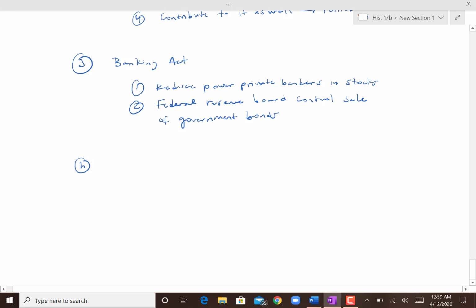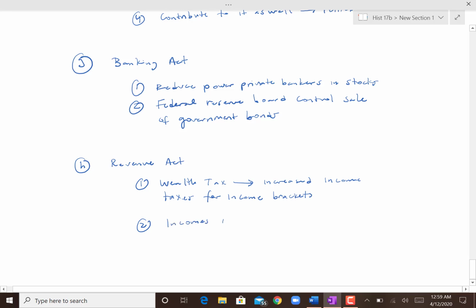And then you have the Revenue Act. The Revenue Act was a wealth tax. And the wealth tax specifically increased income taxes for high income brackets, saying that they should be paying more to help out, then they definitely shouldn't be paying the same amount as people who are poor. It also had the idea that incomes over $1 million were taxed up to 75%.